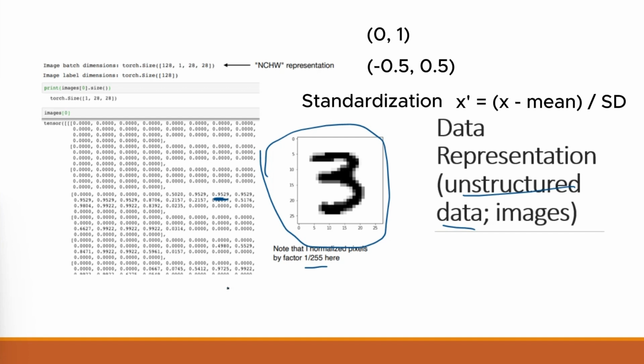This is also recommended. We can do that here too, but since the features are all equal, they are all from 0 to 255 for pixels, it wouldn't make a big difference whether we use this standardization or just scale them between the range minus 0.5 and 0.5. So that's like a minor detail.